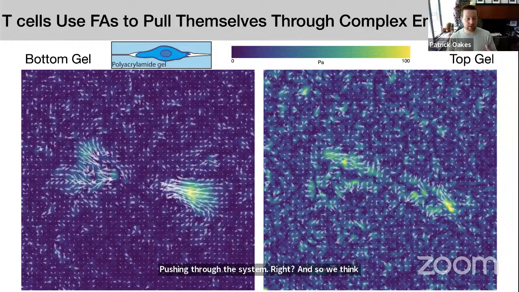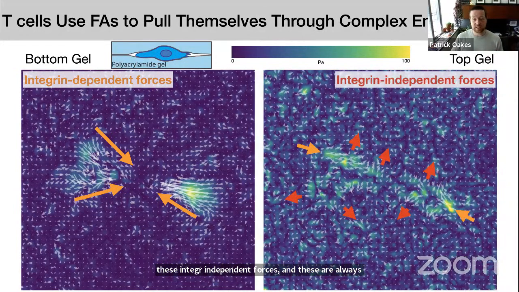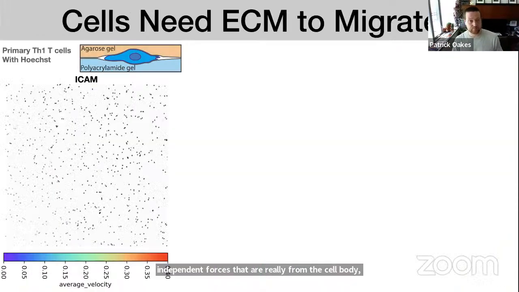And so if you look at the bottom gel and the top gel, we see these spots where we have these integrin-dependent forces, and these are always pointed inwards, which is exactly what we'd expect with focal adhesions and cytoskeleton-mediated traction stresses. But at the same time, we have these integrin-independent forces that are really from the cell body pushing itself through that gel and displacing it, right?